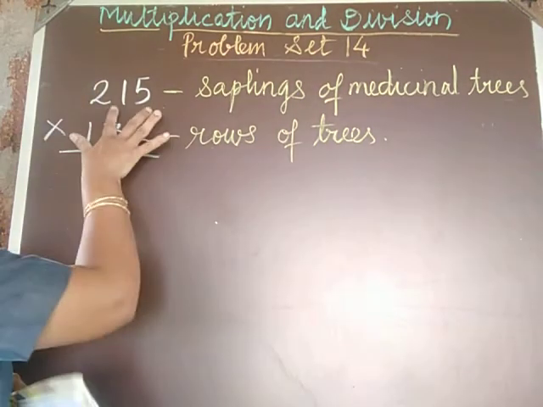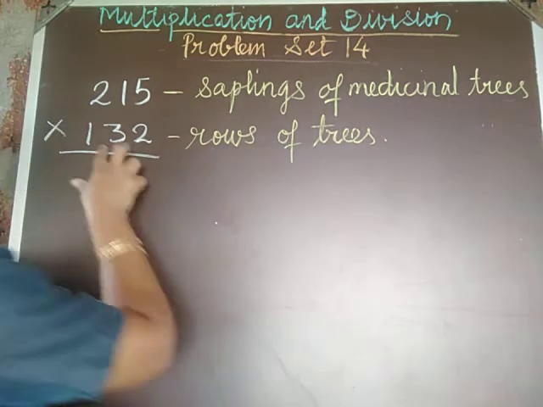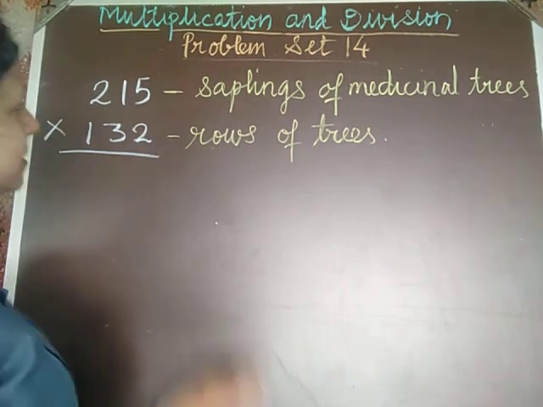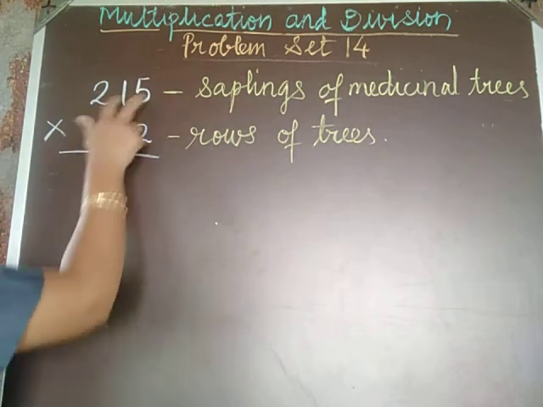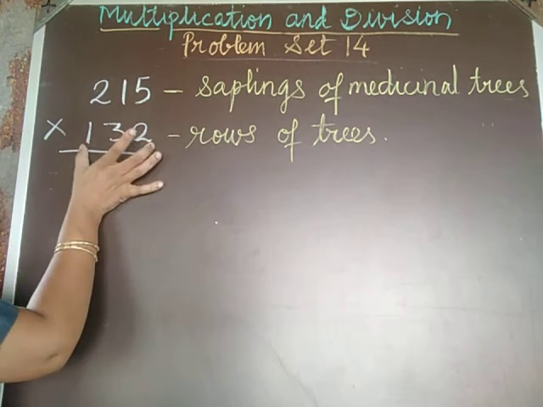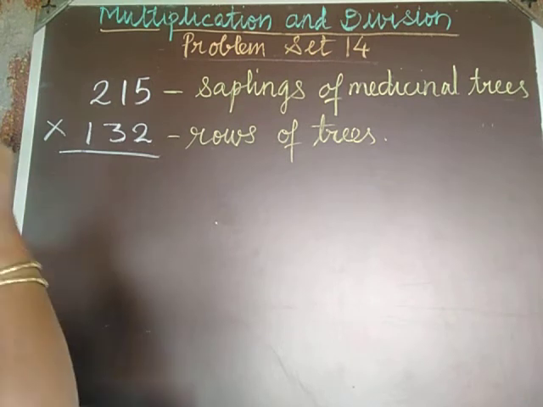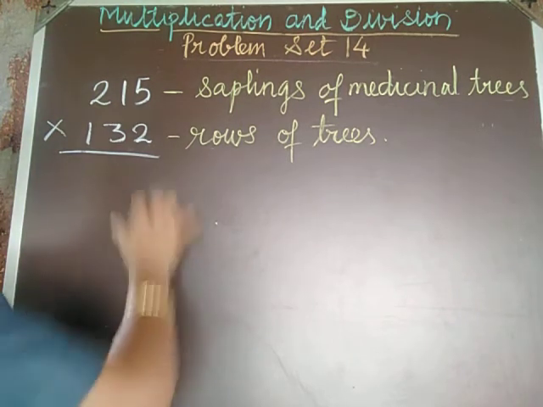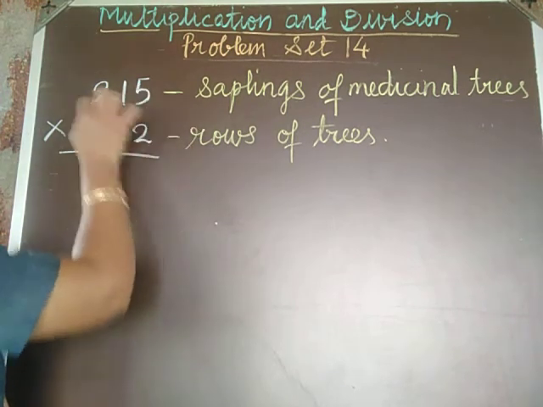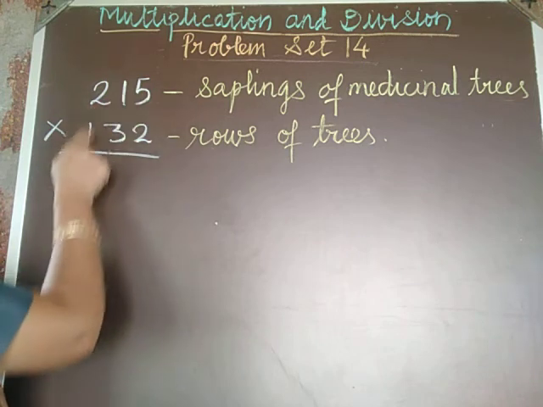The data I have written now: 215 were saplings of medicinal trees and 132 were the number of rows of trees. Now if you see, both of them are 3-digit numbers. Since the second number is 3-digit, we will get 3 steps. In the hundreds place also, we will have to multiply. We have to multiply 2 with 5, 2 with 1, 2 with 2, 3 with 5, 3 with 1, 3 with 2, 1 with 5, 1 with 1, 1 with 2.